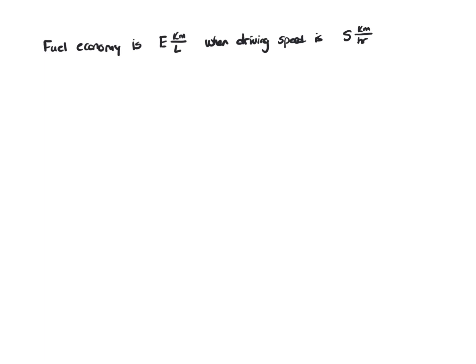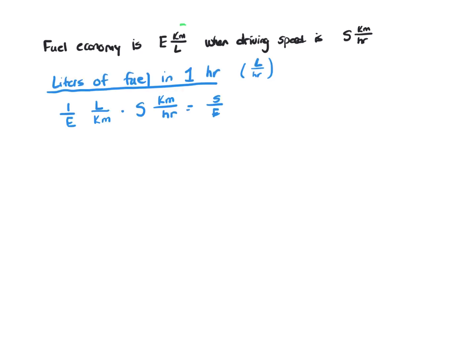This is a problem where you just need to change the units. You need to multiply by factors that give you the units that you need. So this is given E kilometers per liter when driving speed is S kilometers per hour.